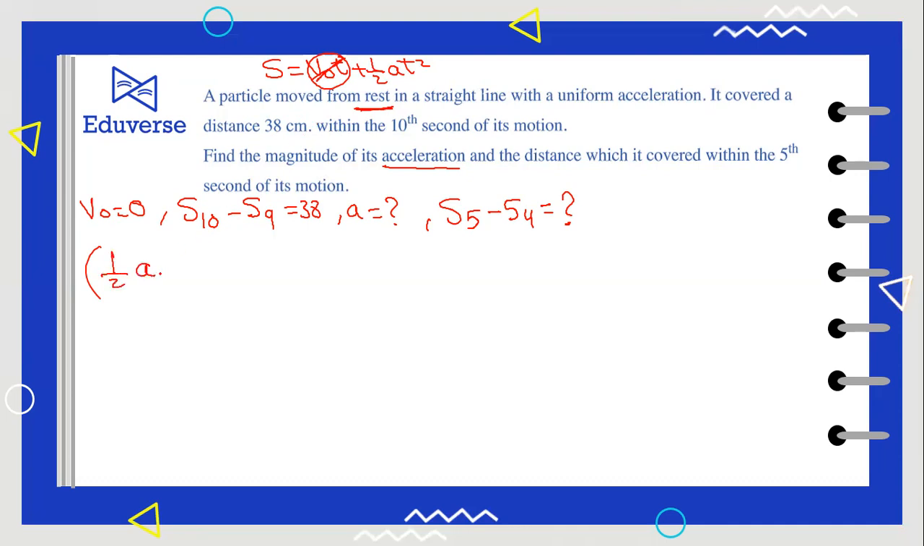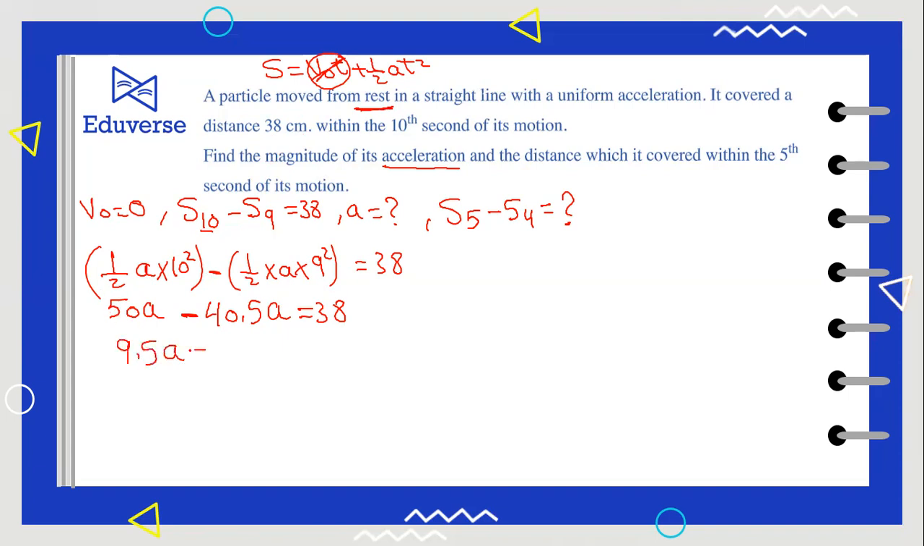Half a, I don't know the value of a, multiplied by time. Here the time is 10 squared. Minus the distance at 9, which is half multiplied by a multiplied by 9 to the power 2. All of this equals 38. First, one half of 10 squared will be 50a, minus half of 9 squared is 40.5a, equals 38. 50 minus 40.5 will be 9.5a equals 38. Then the acceleration equals 4 meters per second squared.